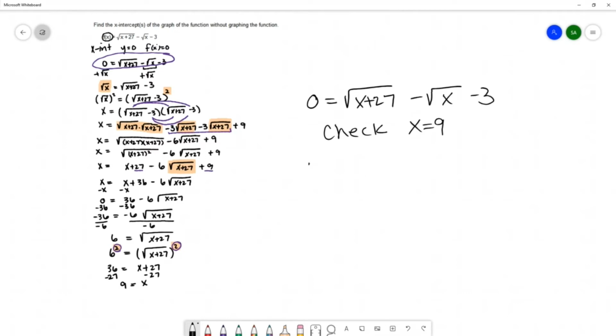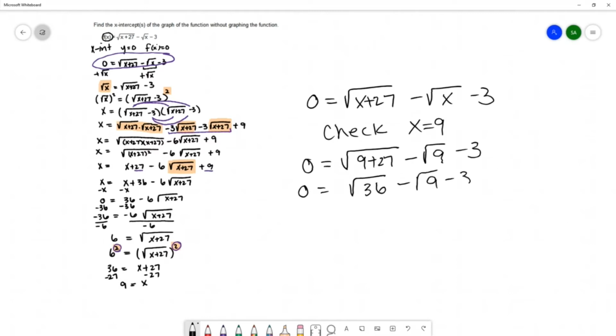So I'll substitute that in. That's 0 equals square root of 9 plus 27 minus square root of 9 minus 3. 9 plus 27 is 36. Square root of 36 is 6. Square root of 9 is 3. 6 minus 3 is 0. So that solution does check out. And 9 is the x-intercept. We could write that as an ordered pair.